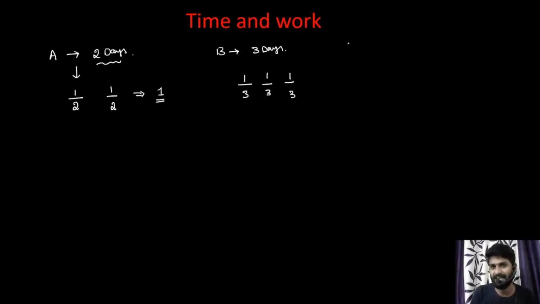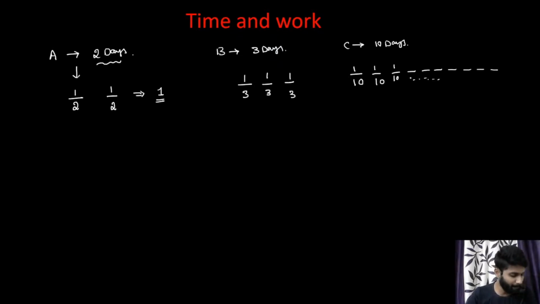Same thing, if a person can complete the work in 10 days, what is the meaning of that? It means, see, 1, 2, 3, 4, 5, 6, 7, 8, 9, 10, the work is completed. First day he was performing 1/10, second day 1/10, third day 1/10. Every day they perform 1/10 of the work, and the work is completed in 10 days. So that is the basic meaning, guys.